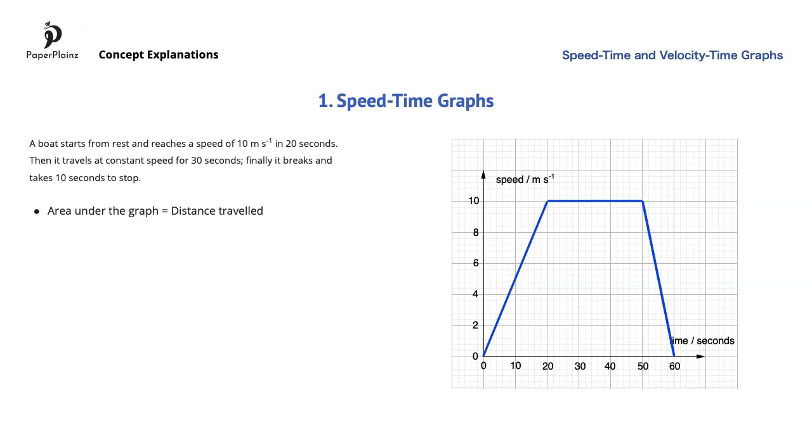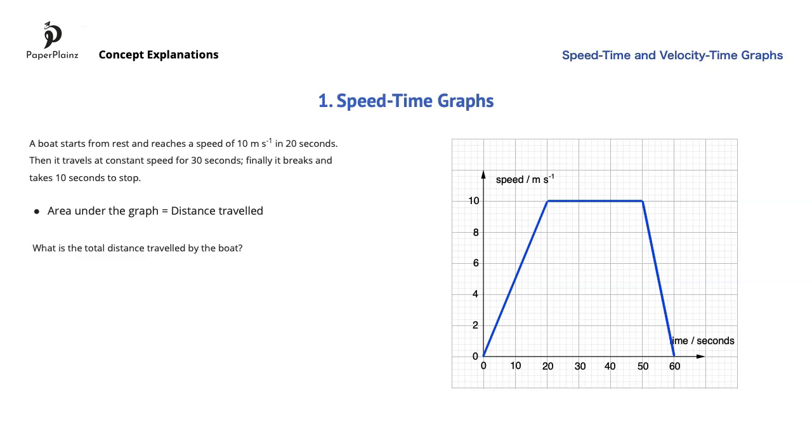As a side note that might be useful, if you are not sure in a question what the area under the graph represents, just do what we've done here and multiply the units on the two axes. The resulting unit that you get is the unit of the quantity that is represented by the area under the graph. Let's figure out the total distance traveled by the boat.